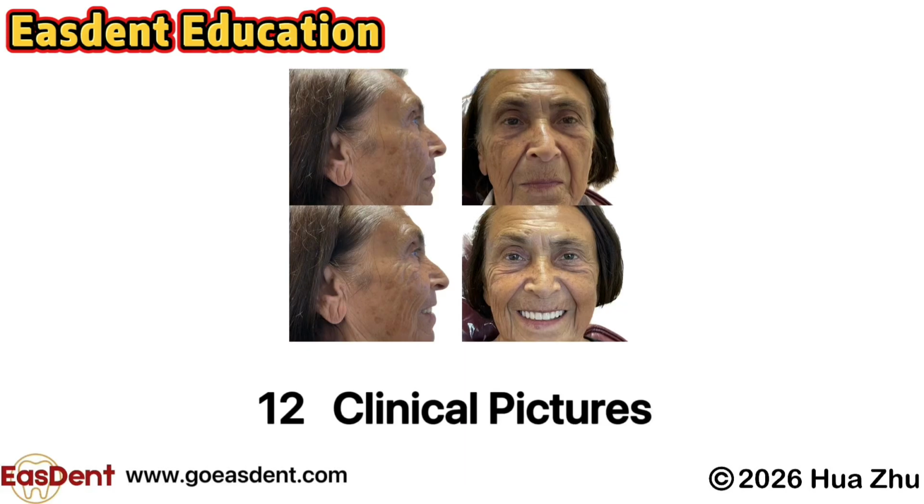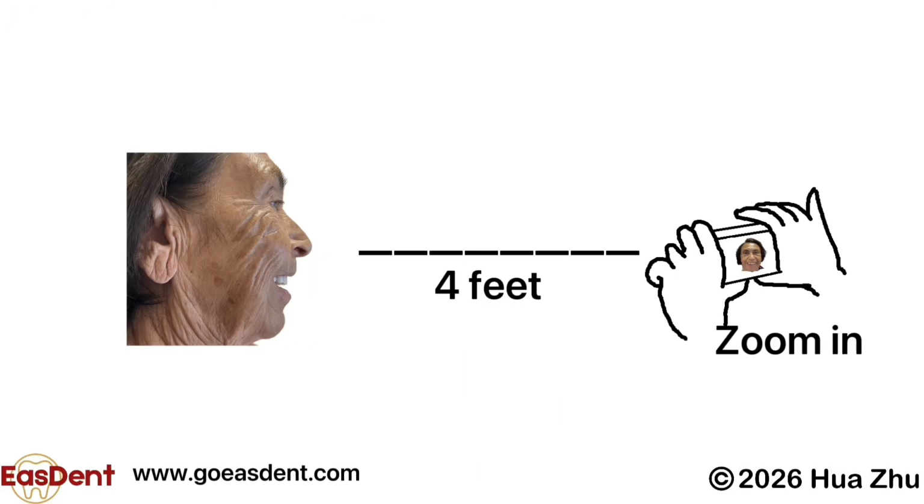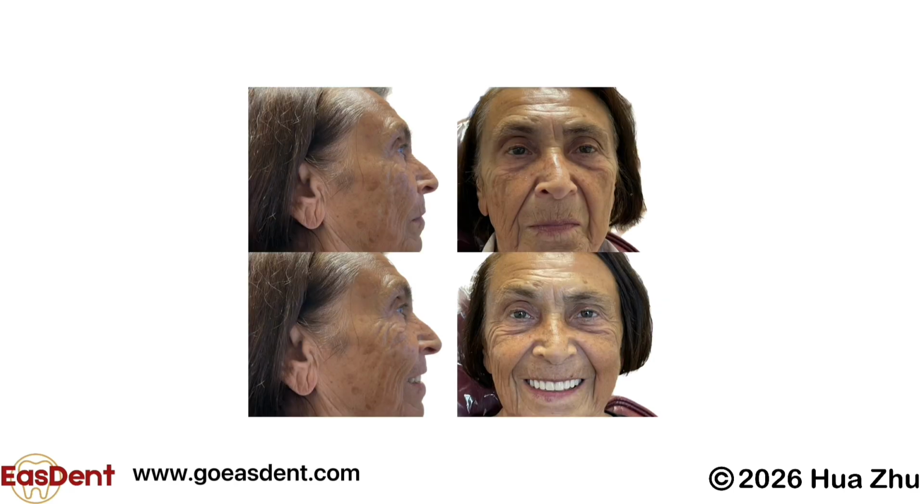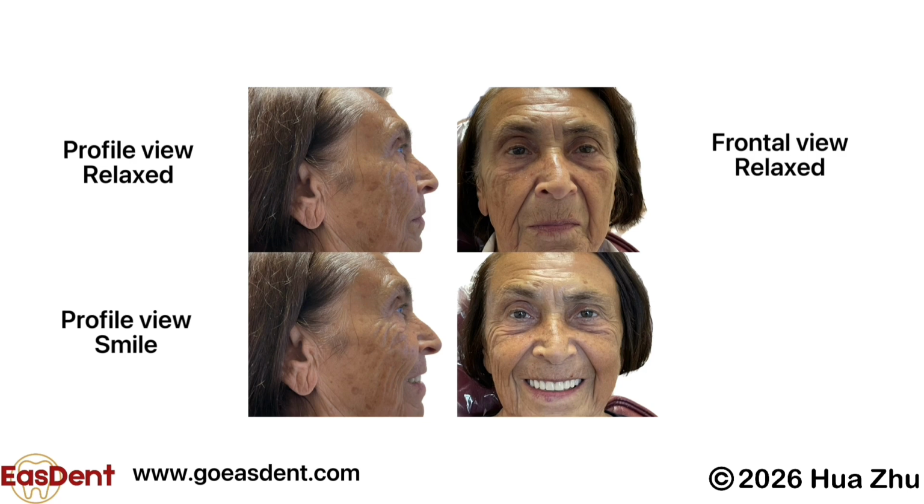Clinical pictures. Position the camera about 4 feet from the patient and zoom in to minimize distortion in the images. Take pictures of the patient's face from different angles: profile view, relaxed and smiling, and front view, relaxed and smiling. Ensure the incisal edge and both ears are visible in the frontal smile picture. These pictures are a valuable tool for re-evaluating the aesthetics once the patient has left. They can help determine if the incisal edge is well positioned.